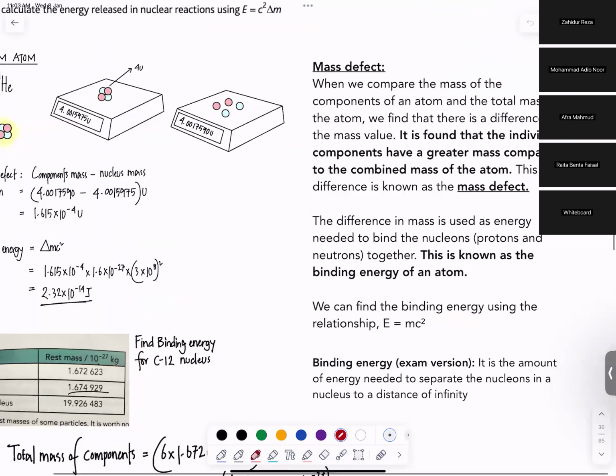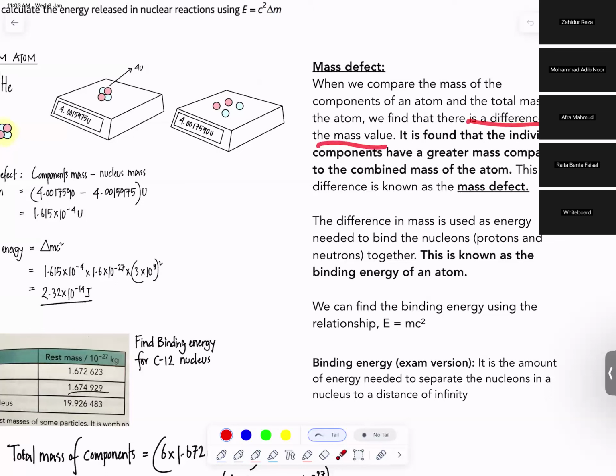All right. So, what is mass defect? These are definitions and everything. When we compare the mass of the components of an atom and the total mass of the atom, we find there's a difference in the mass. It is found that the individual components have greater mass combined compared to the combined one. Individual components always have more mass than the ones that are combined. And this difference is known as the mass defect. The difference in mass is used as energy to bind the nucleons together.